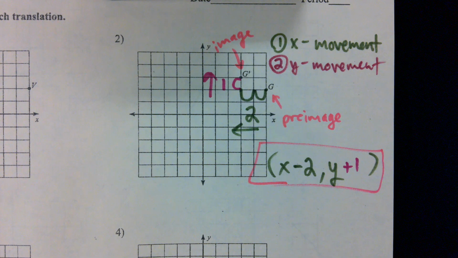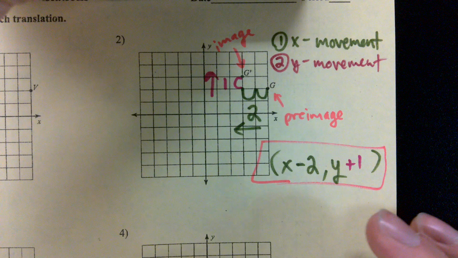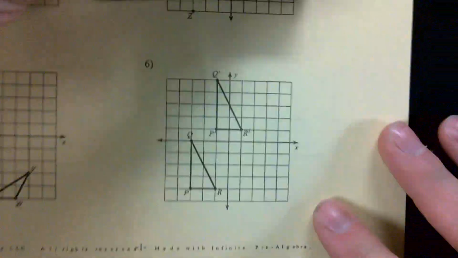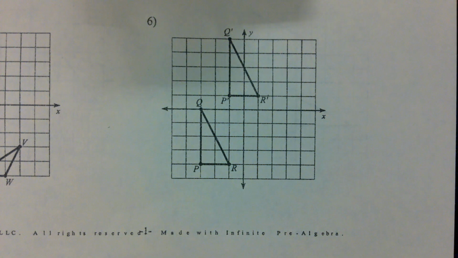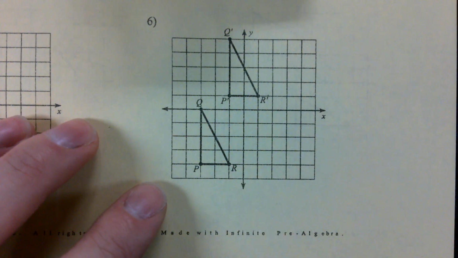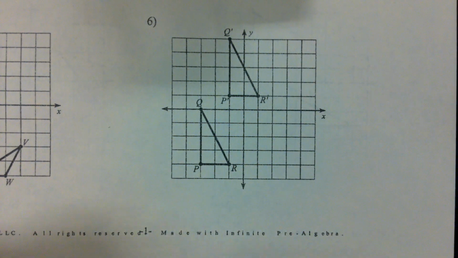All right, so that's how we write the rule for a translation of a point. Let's go down to number 6, and let's talk about number 6. So I'm having trouble figuring out where to start. Can someone help me out which point I'm going to start at? Because there's 6 points here, and it's kind of confusing where I need to begin. Can someone help me out? Azalea, go ahead.